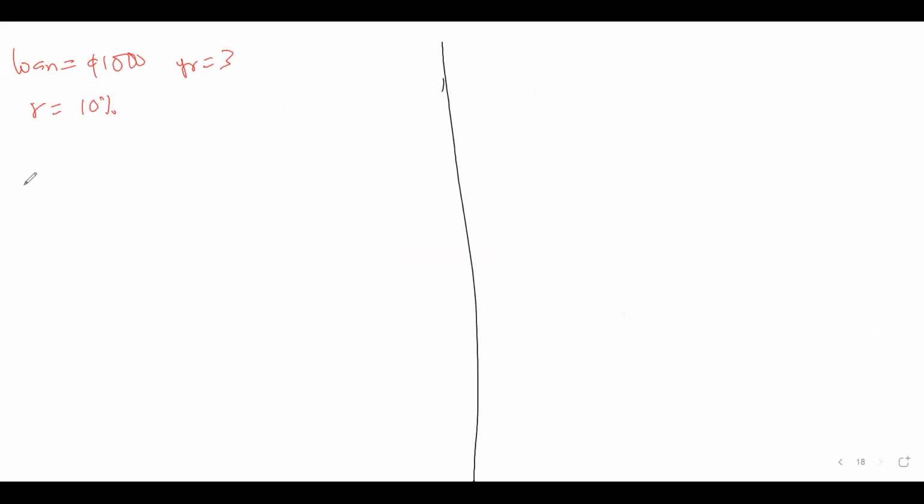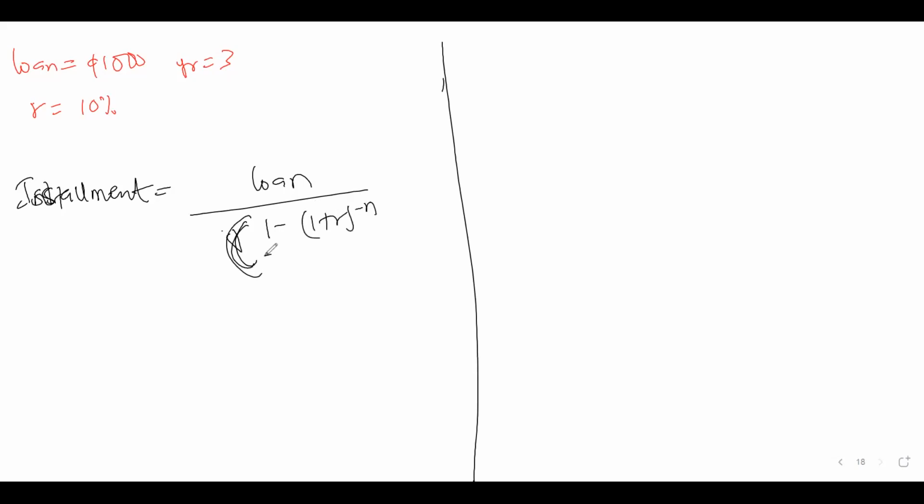So we are saying that the installment is equal to the loan over 1 minus 1 plus r raised to the power negative n all over r.